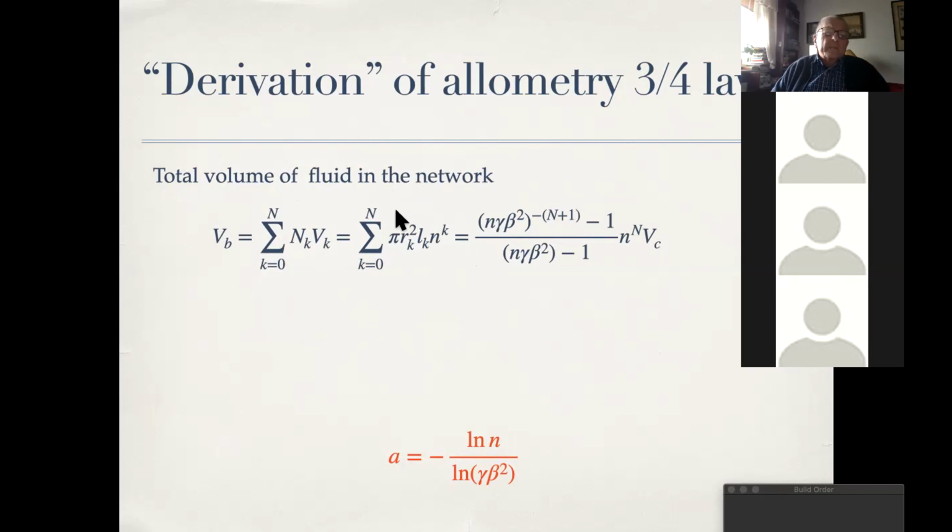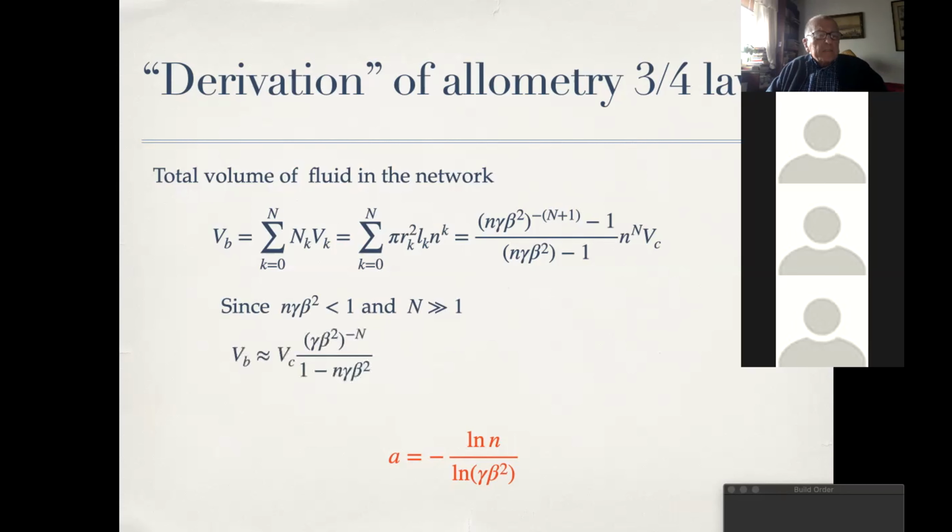That is a very, very simple calculation from high school, and that is the final result. It's a complicated expression, so I can simplify it by making an assumption that the number n is huge and that the product n gamma beta squared is small. If I make this assumption, then remember what is the meaning.